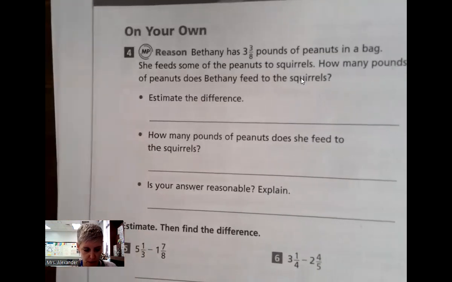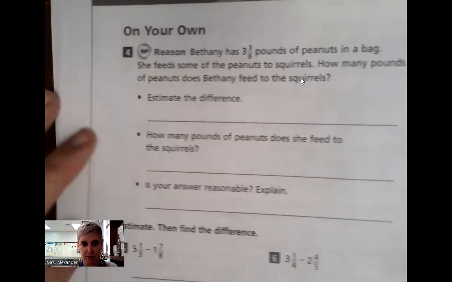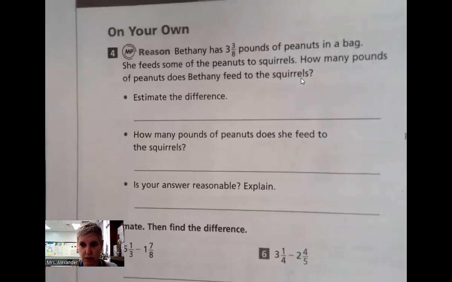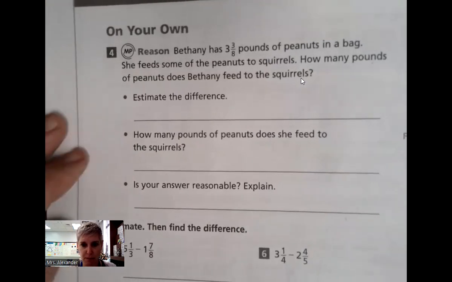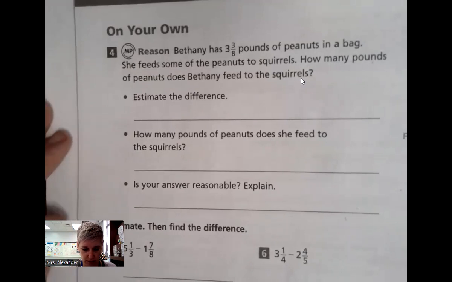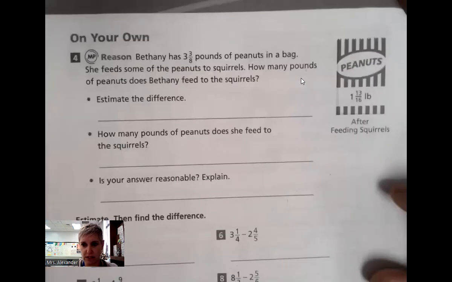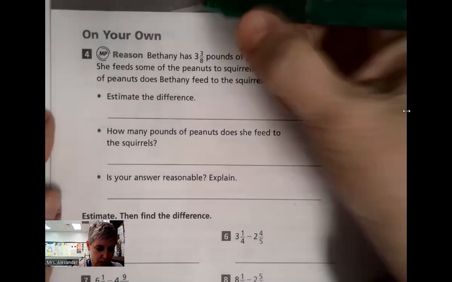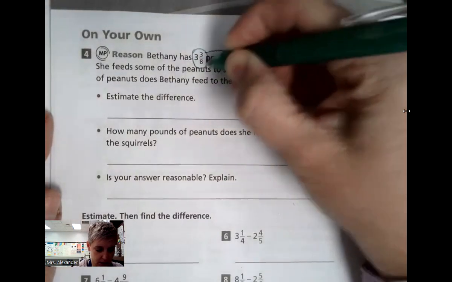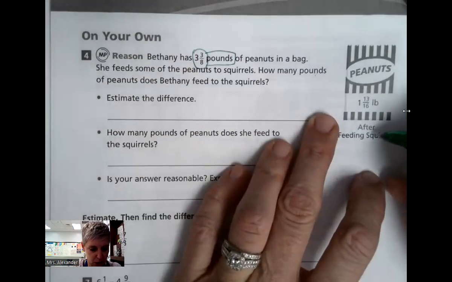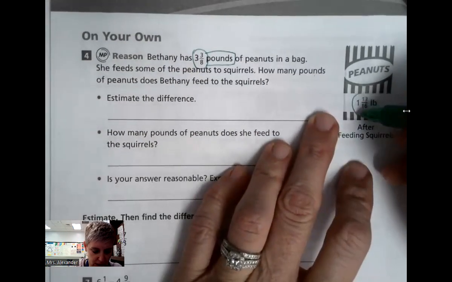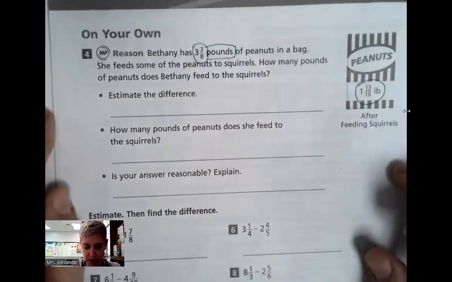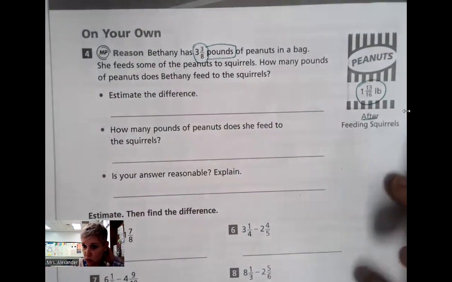We have number 4. Bethany has 3 3/8 pounds of peanuts in a bag. She feeds some of the peanuts to squirrels. How many pounds of peanuts does Bethany feed to the squirrels? We do have this image to help us. So she has 3 3/8 pounds of peanuts. She is feeding some to the squirrels. Looks like she's got 1 13/16 pounds left after she feeds the squirrels.